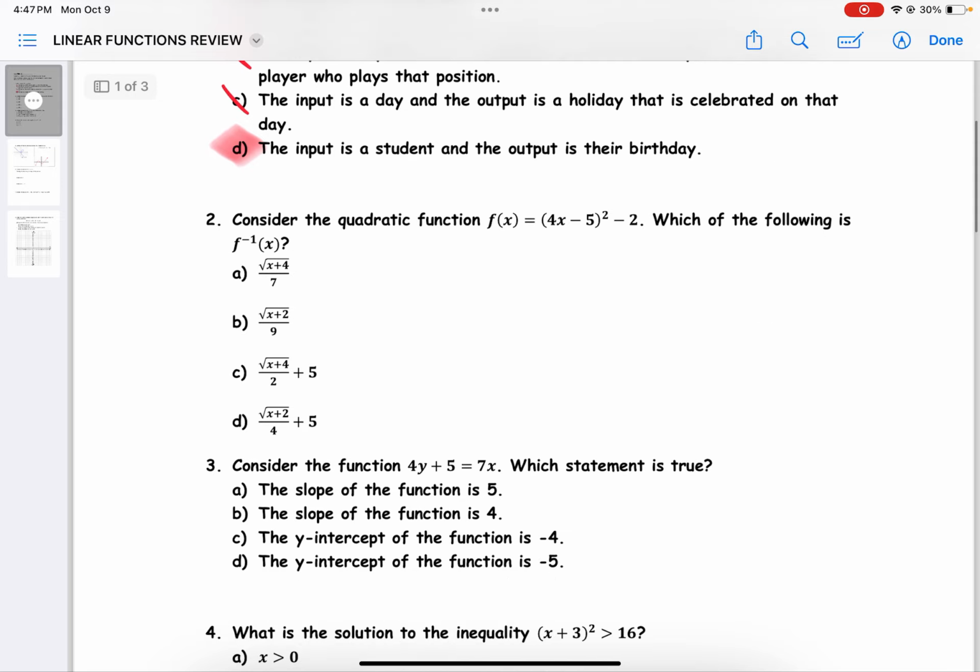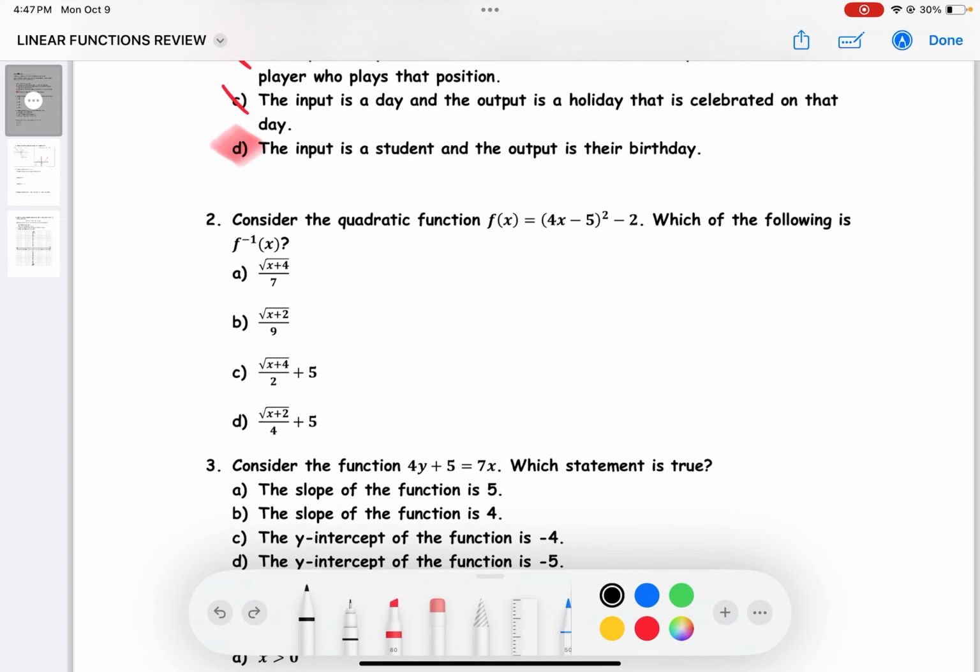Moving on, number two. This is a quadratic function. Don't let it scare you. We're just finding the inverse function, right? When you see that little f to the -1, you're thinking of inverse functions. And our strategy for making an inverse function is the same no matter what the type of function is, right?